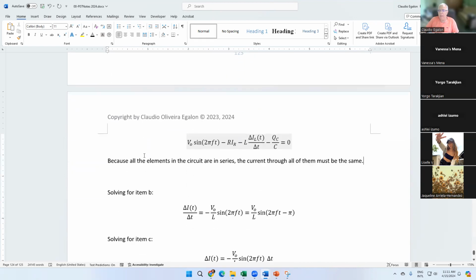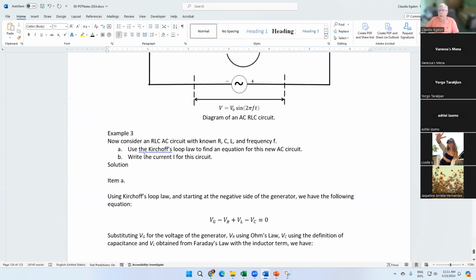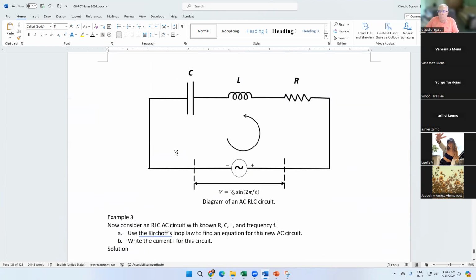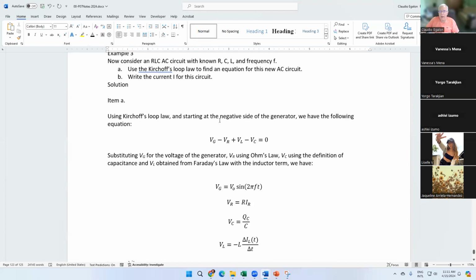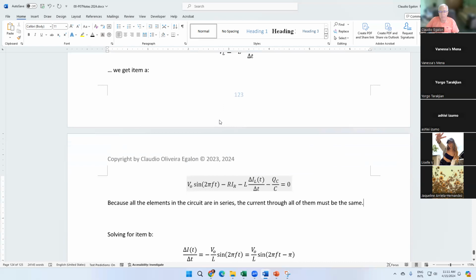Must be the same. There cannot be a discontinuity in the current through each element of the circuit at a given instant of time, okay? The current right here at the resistor must be the same as the current right here at the inductor, which must be the same as the current just before the capacitor or just after the capacitor, okay? If those elements were in parallel, then the situation would be different, okay? The case would be different.